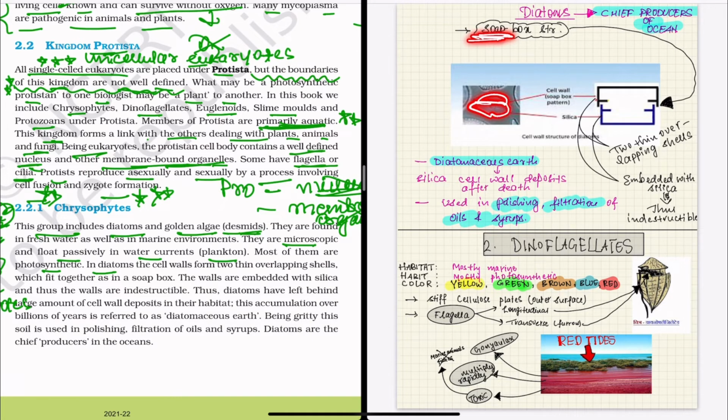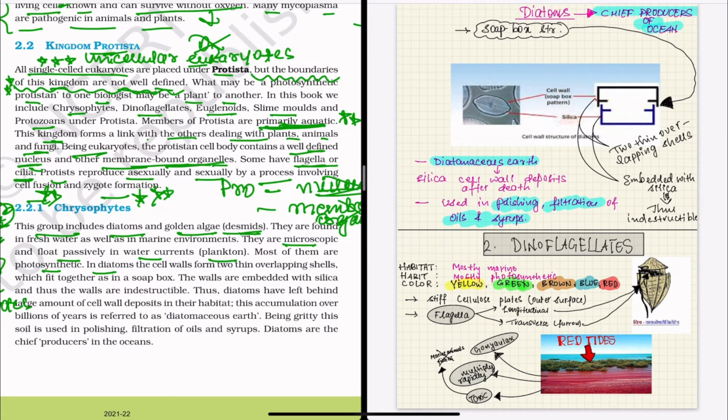These diatoms have two thin overlapping cells. You see this cell and this cell. This cell is overlapping over this cell. These are the cell walls of diatoms, soap box in pattern, and these are embedded with silica. So they are quite strong, and they do not decompose or degrade easily.